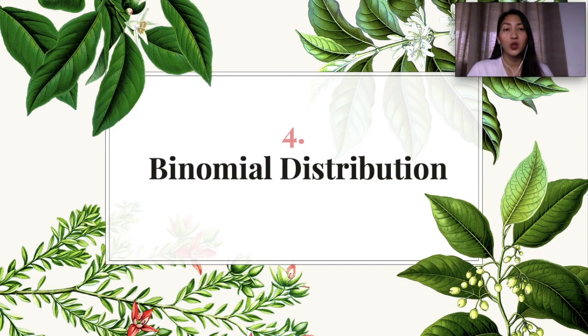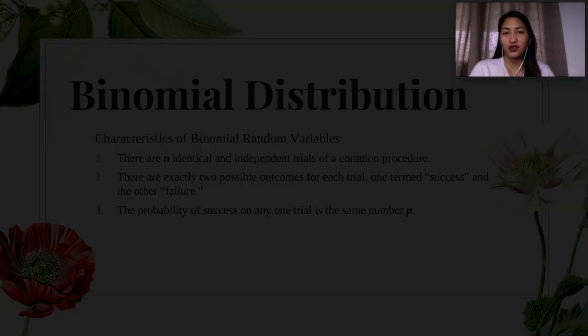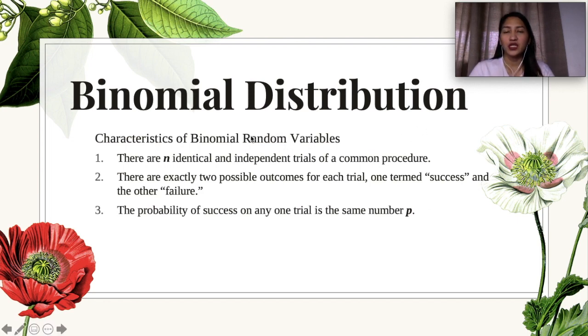Okay, now let's talk about binomial distribution. Okay, so when you say binomial distribution, a random variable rather, it should come from a binomial random variable. So, ano ba yung sinasabing binomial random variable? So, ito yung mga characteristics ng binomial random variable. Una, there are n identical and independent trials of a common procedure. Pangalawa, there are exactly two possible outcomes for each trial, one termed success and the other failure.